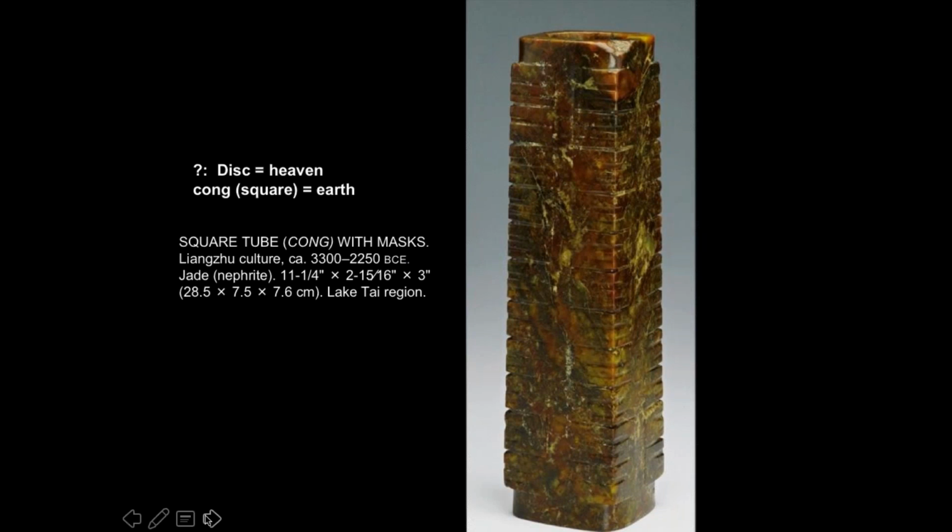To counter that, we have the cong, which is a square jade object with a hollow tube in the center. And the square, again, later on, will represent the earth. Now, these jade objects are found in burials. As a side note, that's where we find these.